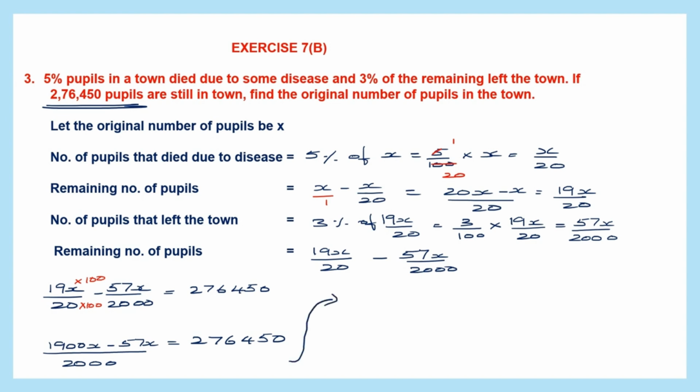And that will be 1,843x by 2000 is equal to 2,76,450. Now we can find the value of x by saying x is equal to 2,76,450. Now this we are going to transfer: 1,843 divided by 2000. I'm going to transfer it to the other side.